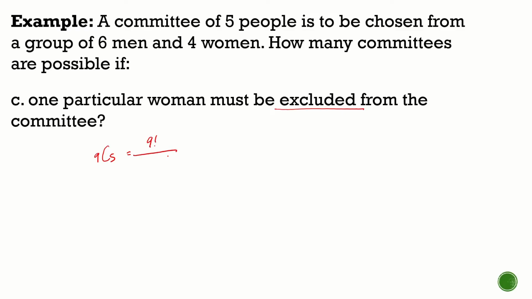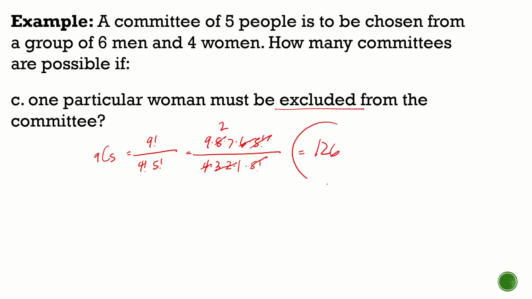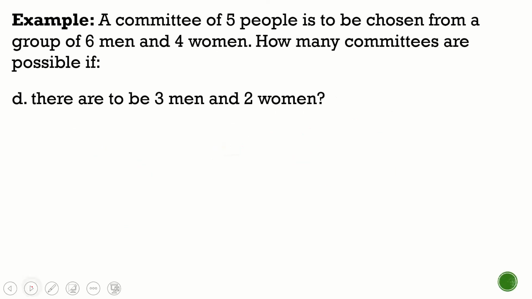So 9 factorial all over 9 minus 5, which is 4 factorial times 5 factorial, which is equivalent to 9 times 8 times 7 times 6 times 5 factorial, all over 4 times 3 times 2 times 1 times 5 factorial. So we can cancel the 5 factorial, the 3, 2, 1, and the 6, the 8 and the 4, which is 2. Look at that, the same as the answer a while ago, 126. All right, let's go to the next example.